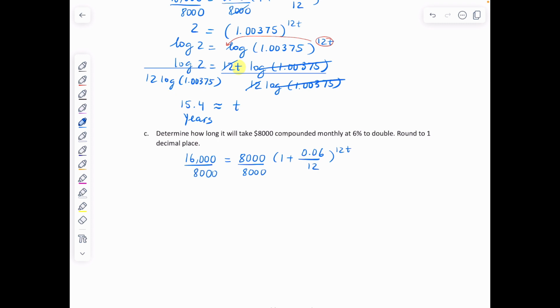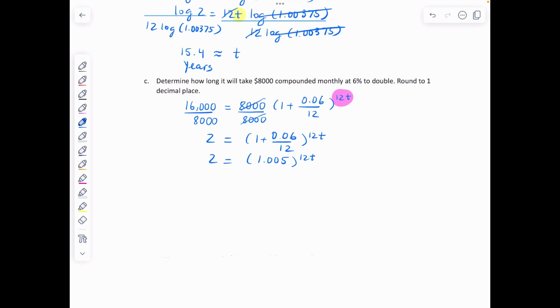Now remember that this exponent 12t only belongs to this base. It doesn't belong to 8,000 at all. Therefore, we can divide both sides by 8,000 to get rid of it. So 2 is equal to 1 plus 0.06 over 12, to the 12t. We will then calculate the number in the parentheses. That's 1.005 to the 12t.